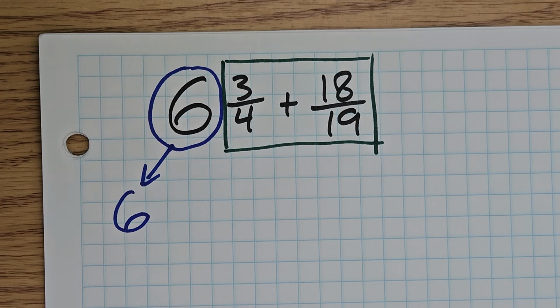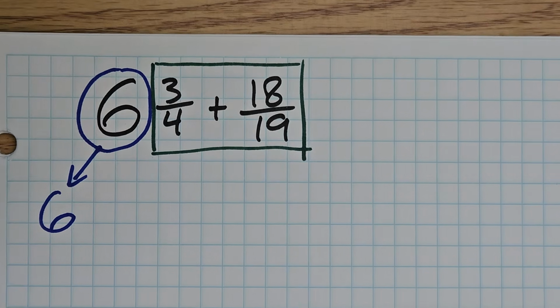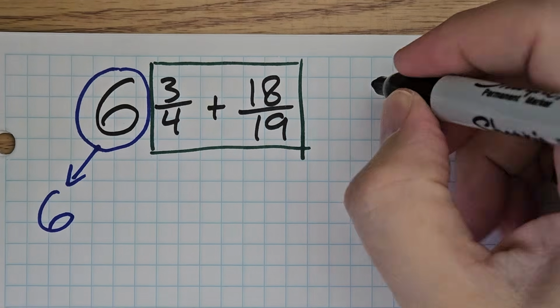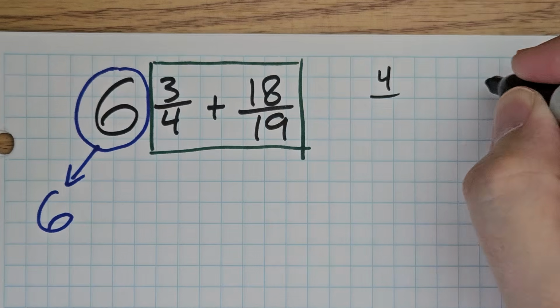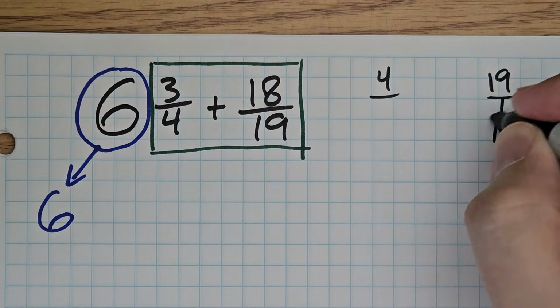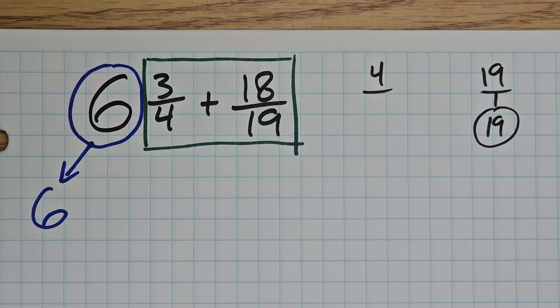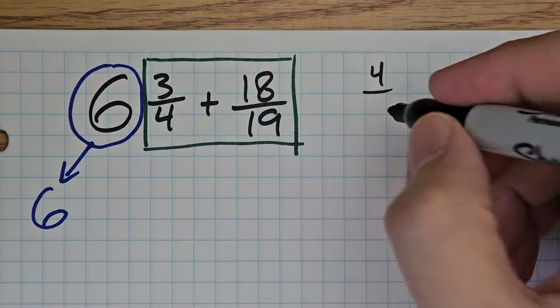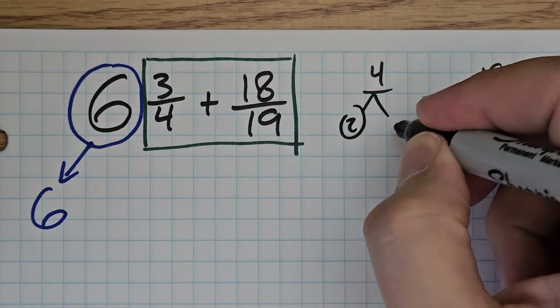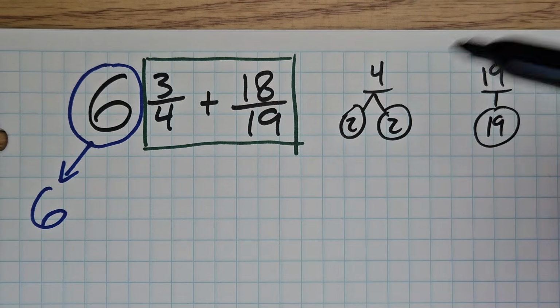Now these are unlike fractions. They have two different denominators, so we need to find the LCD. So we look at the prime factorization of 4 and 19. Now since 19 is prime, our LCD is just going to end up being the product of the two denominators, but that is not always the case. So that's why I'm going through the process for other cases.